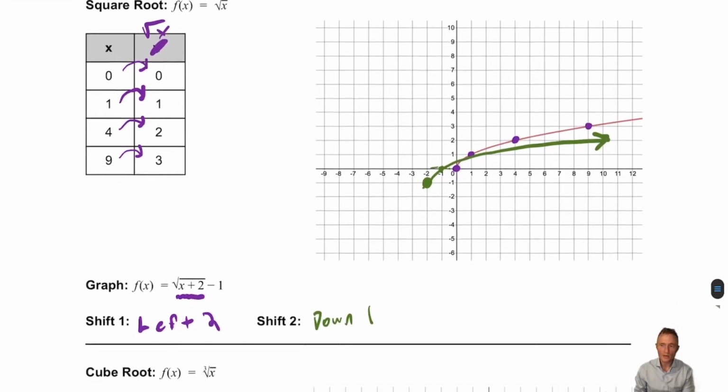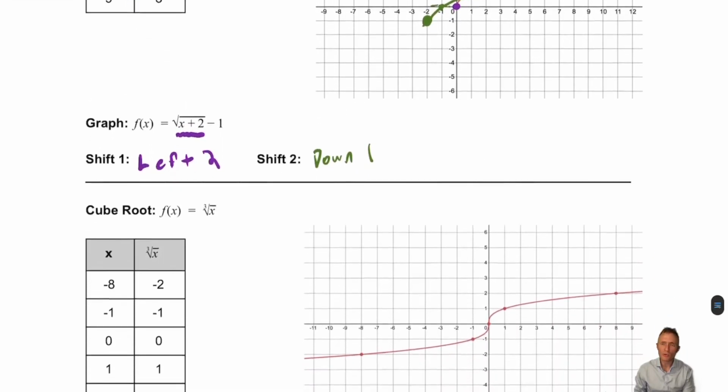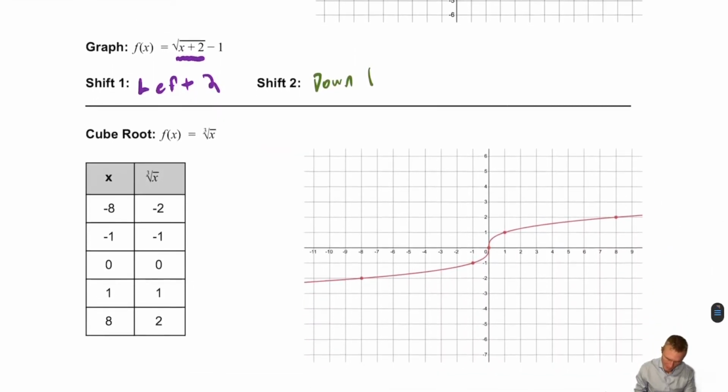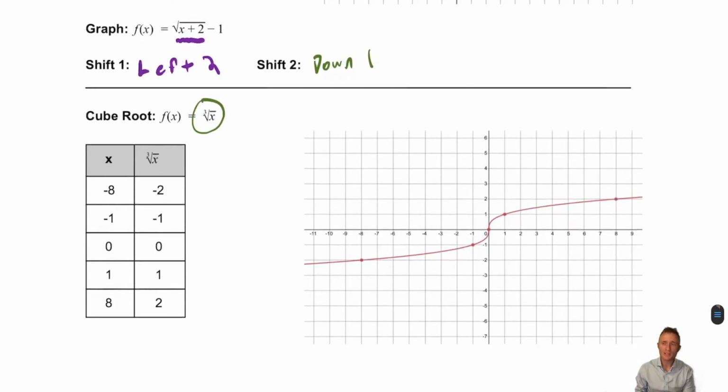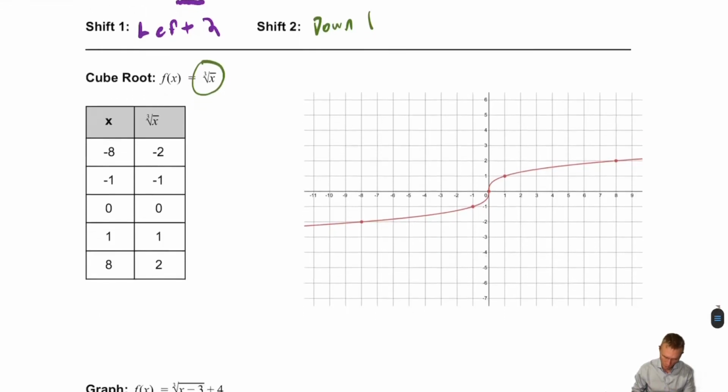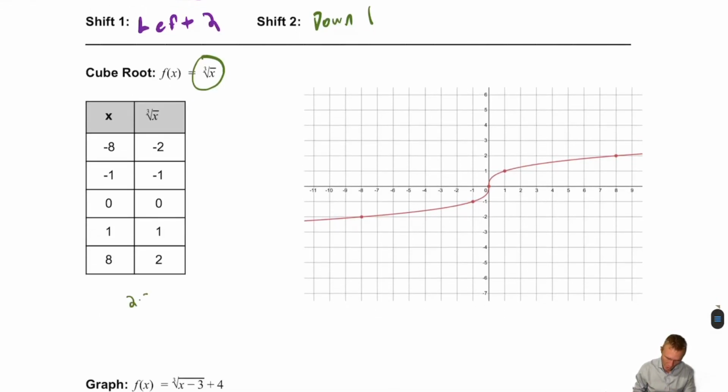The last one, and kind of the coolest one, is cube root. This means what number times itself and then times itself again is x. So the opposite of cubing. What number times itself and times itself again is negative 8? Negative 2. Cube root of negative 1, negative 1. Cube root of 0, 0. Cube root of 1, 1. Cube root of 8, 2, because 2 times 2 times 2 equals 8.